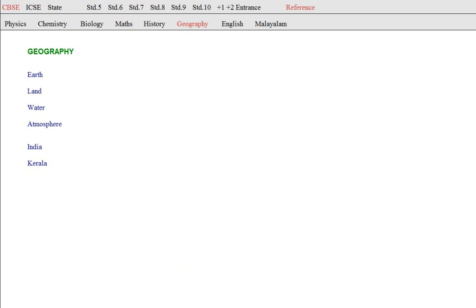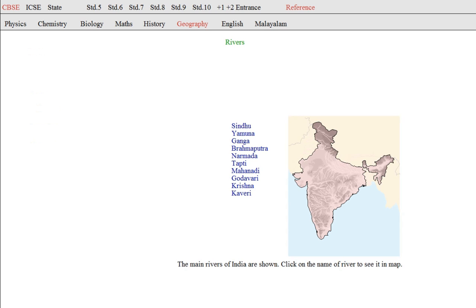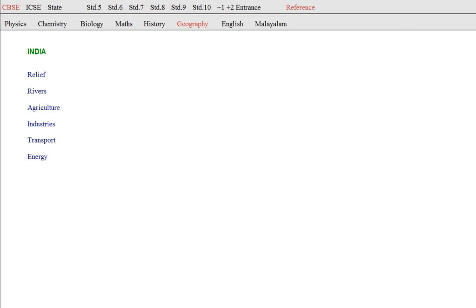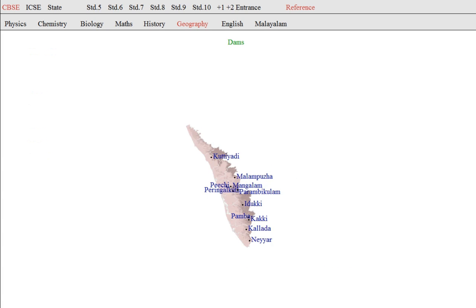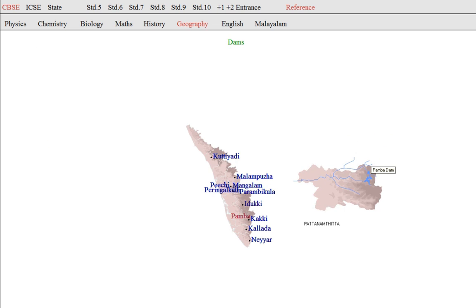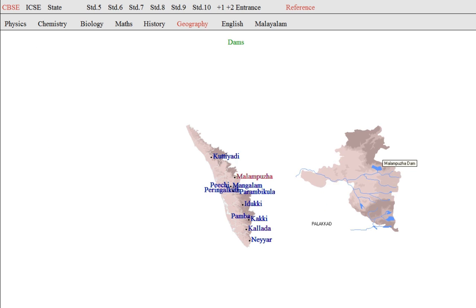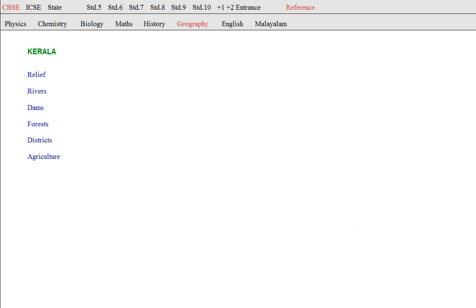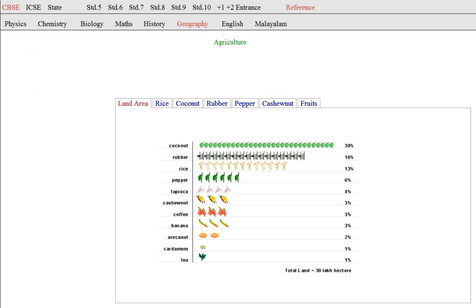Now let's go to India. Then rivers. If you click on each name, we can see where the river is. Like that, you can go to Kerala, you can have dams. You'll see how the catchment area and the connected rivers are. So agriculture.